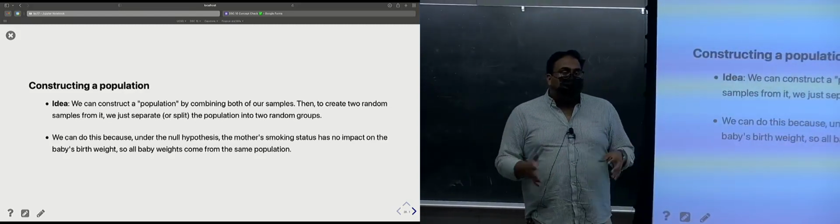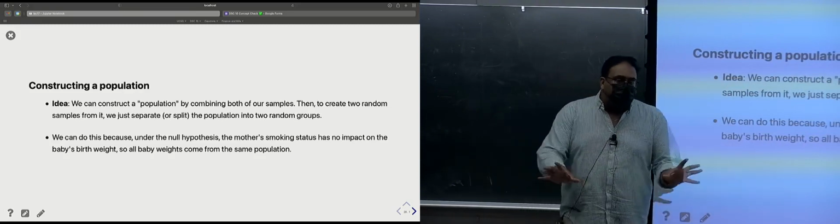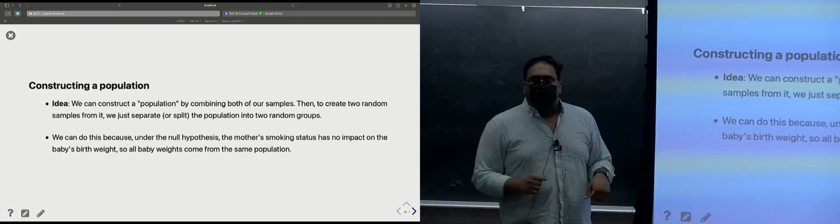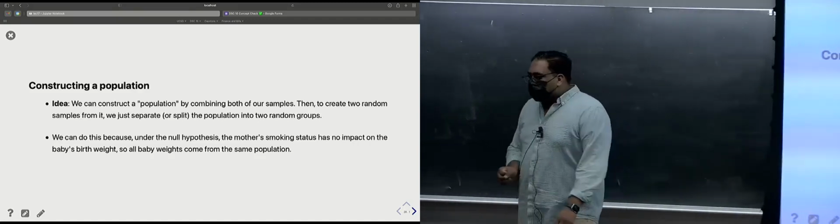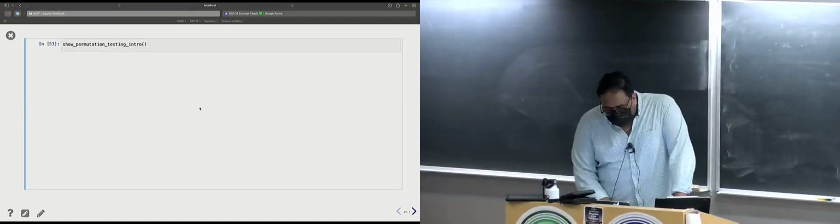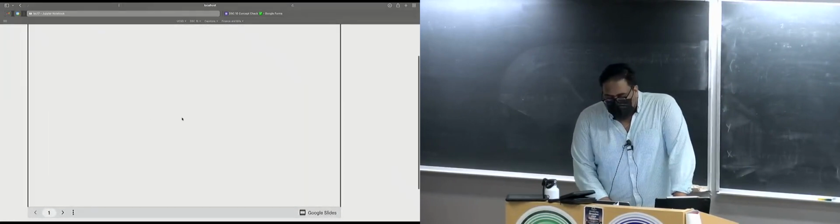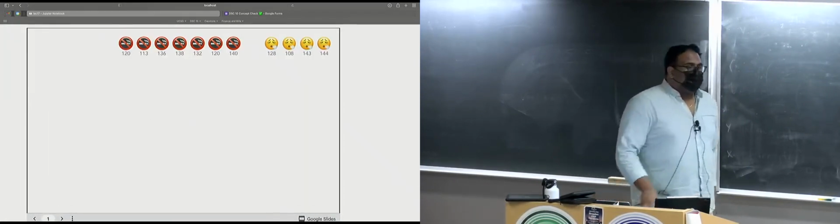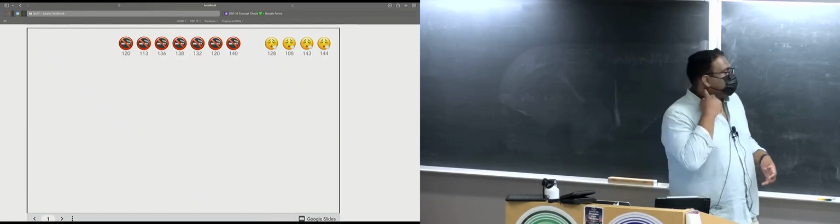So if you want to draw samples, just combine your two samples and ignore the maternal smoker column. That's what the null hypothesis is saying. Okay, so it's kind of weird to wrap your head around this. So we put together an animation. Okay, you can tell which emoji corresponds to which group.